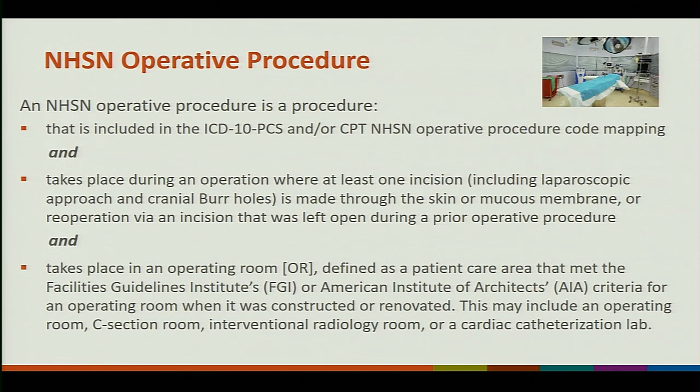and takes place in an operating room defined as a patient care area that met the Facility Guidelines Institute, or FGI, or American Institute of Architects, or AIA, criteria for an operating room when it was constructed or renovated. This may include just a regular operating room, a C-section room, an interventional radiology room, or a cardiac cath lab. Note that otherwise eligible procedures that are assigned an ASA score of 6 are not eligible for NHSN SSI surveillance.